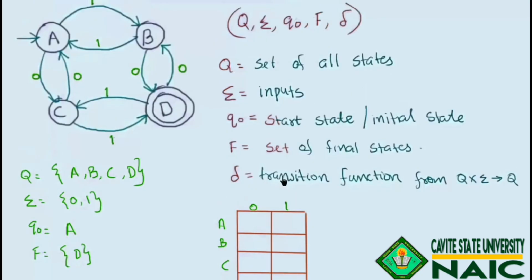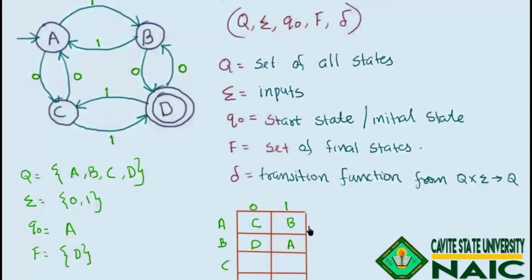Alright, now let's see what this means. Suppose I'm in state A and I get input 0, so what happens? When I'm in state A and I get input 0, it goes to state C. A to C. If I'm in state A and I get input 1, what happens? State B. Now let's come to B. In B, if I get input 0, where does it go? It goes to state D. And when I get input 1, where does it go? From B, it goes to A.